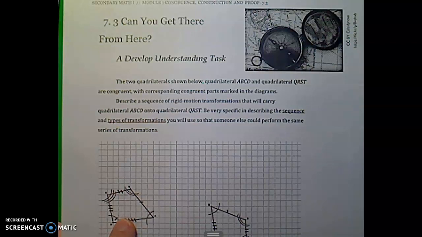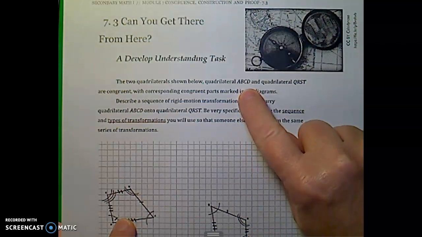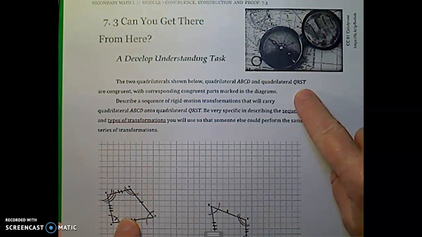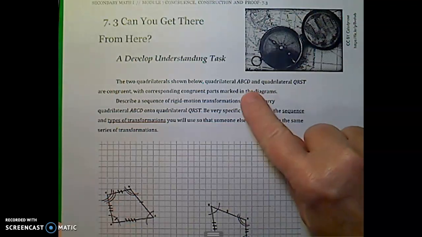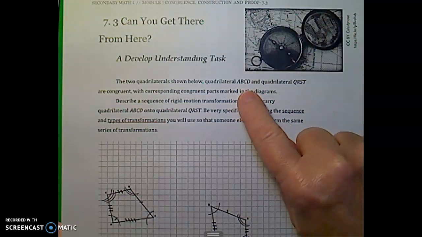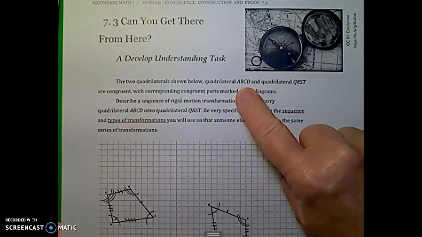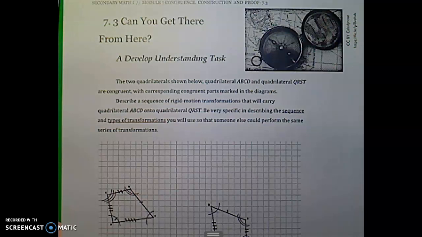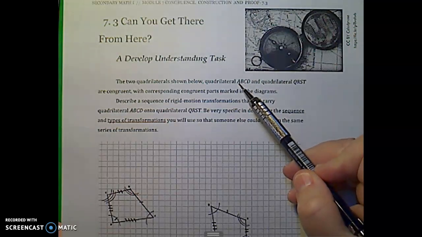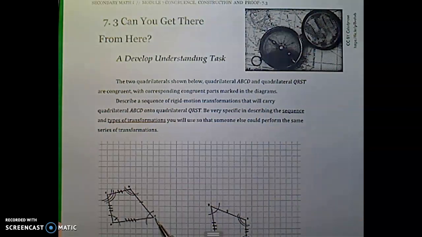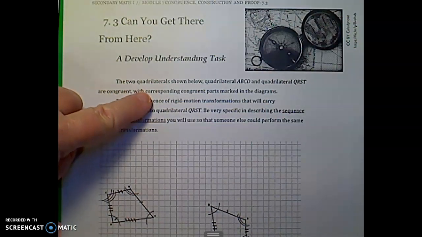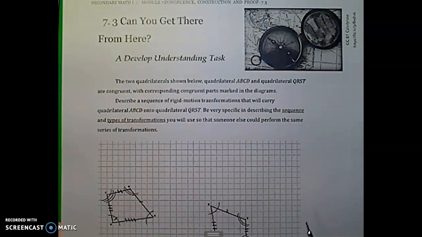We have two quadrilaterals shown here, quadrilateral ABCD and quadrilateral QRST. The names of these quadrilaterals are made up of the vertex labels, and angles A, B, C, and D are labeled on this quadrilateral, and Q, R, S, and T on this one. Now, these are two congruent quadrilaterals. It says they are congruent, with corresponding parts marked on the diagrams.